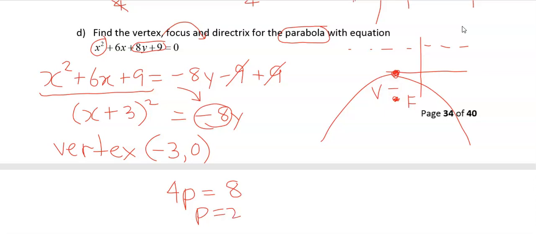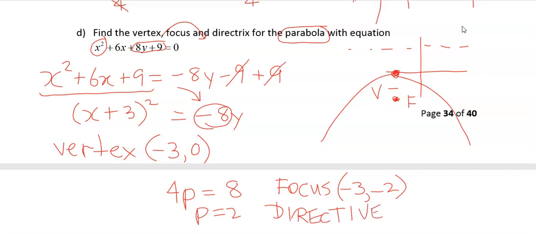So I get p is equal to 2. So 2 blocks down from negative 3, 0, there's your focus. And if you look carefully at that graph, that's going to be negative 3, negative 2. There's your focus. Your directrix is actually 2 blocks above the vertex. Make sure you write y equals, because remember, it's a horizontal line. And 2 blocks up from 0 is y equals 2. There's your directrix. Why did I write directive? That doesn't make sense. I must have been on autopilot that time. Your directrix is y equals 2.